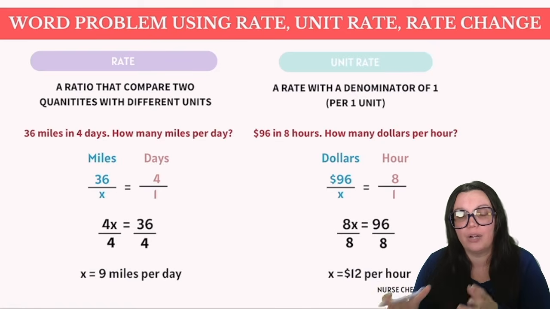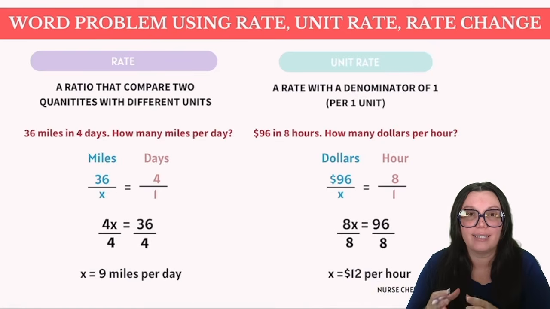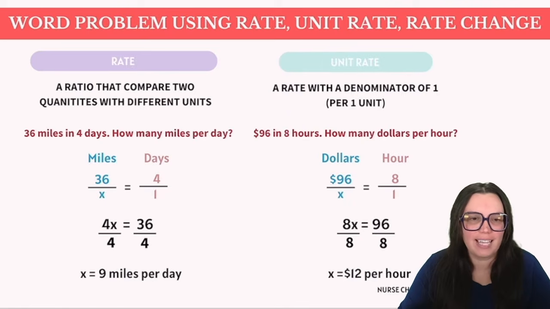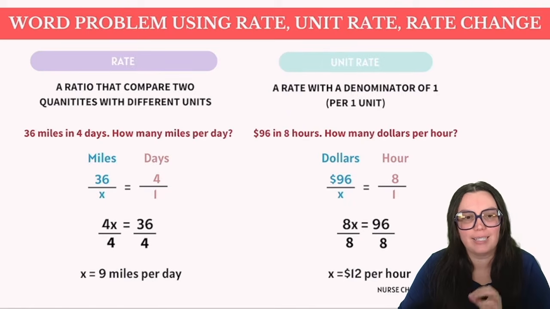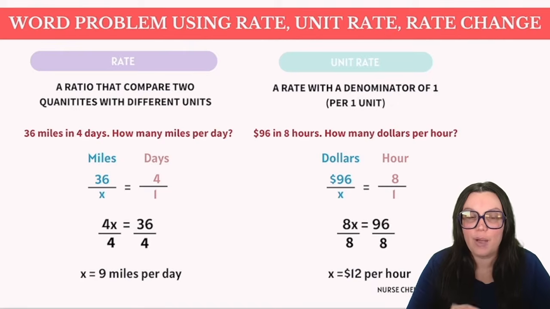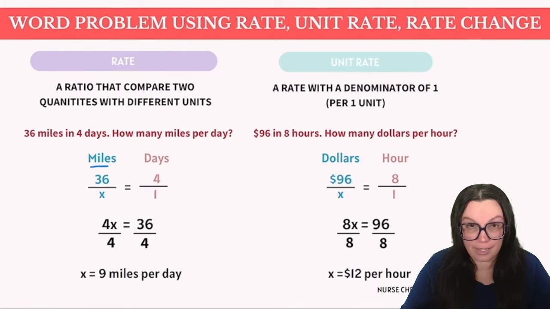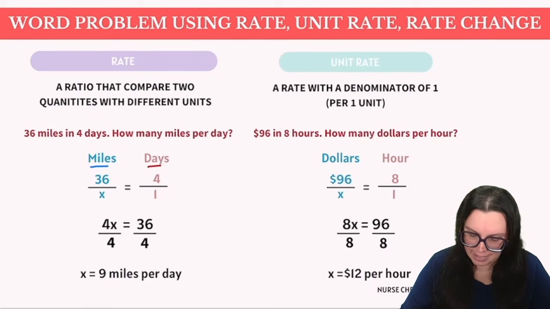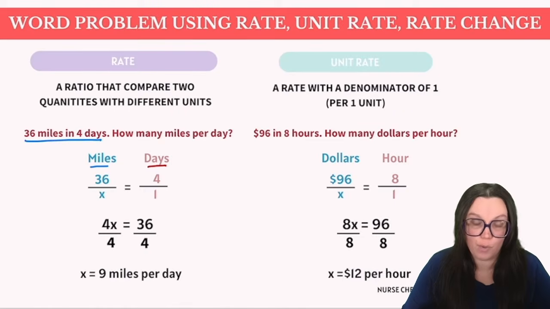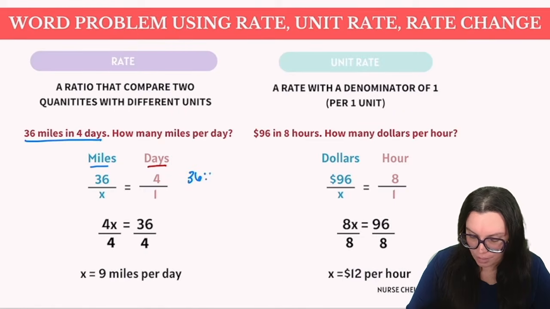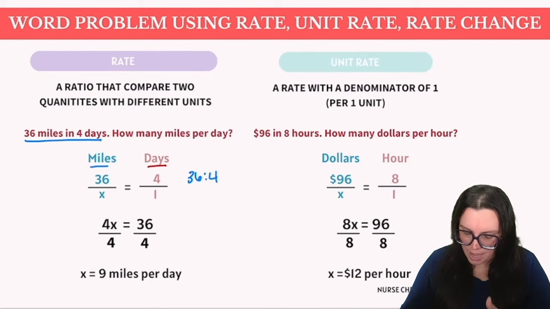So let's explore how each example clarifies this concept. So with our first example, rate, we have 36 miles in 4 days. How many miles per day? So again, we organize by putting our miles on one side and we put our days on the other side. So we know that this individual is going to be able to drive 36 miles in 4 days. That is our first ratio. Our next ratio is how many miles per day.